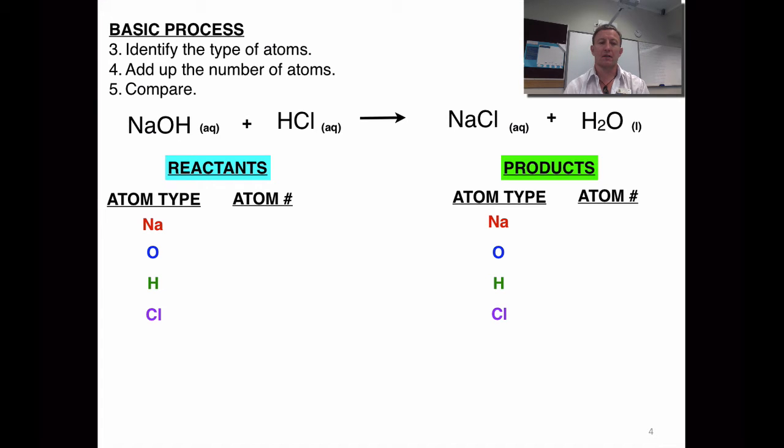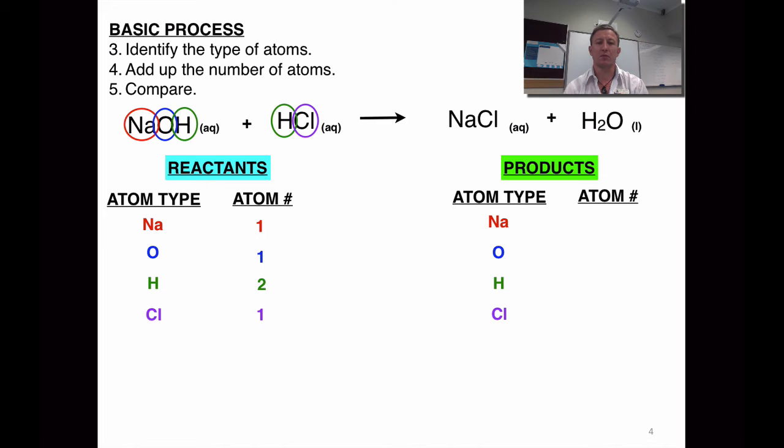Okay, so let's look at sodium. We've got one sodium. That's shown in the red circle. How many oxygens have we got? The blue circle. We've got one of them. How many hydrogens? These are going to be in green. Well, we've got one hydrogen on the sodium hydroxide and we've got one hydrogen on the hydrochloric acid. So we've got two hydrogens. And finally, how many chlorines have we got? The purple circle. We've got one of them. Great, okay.